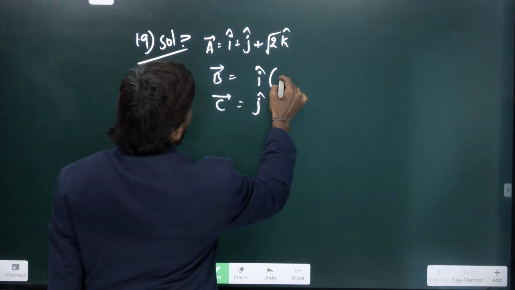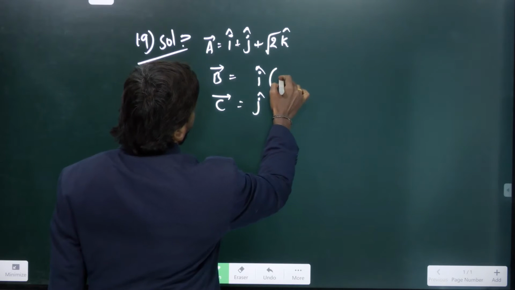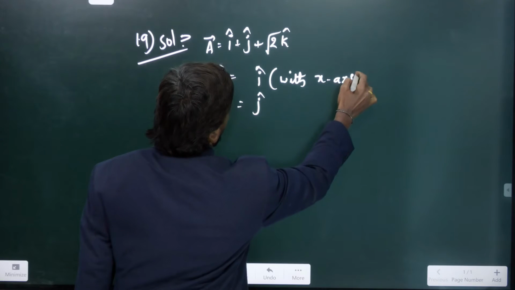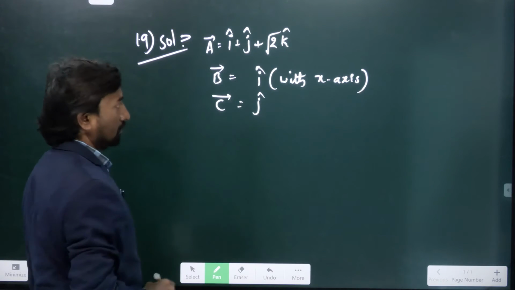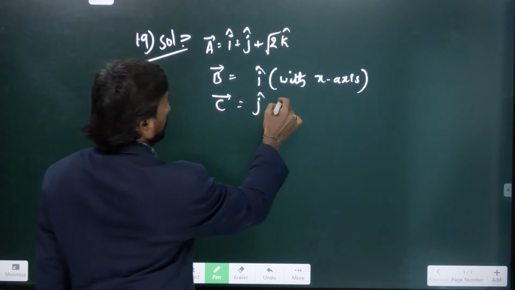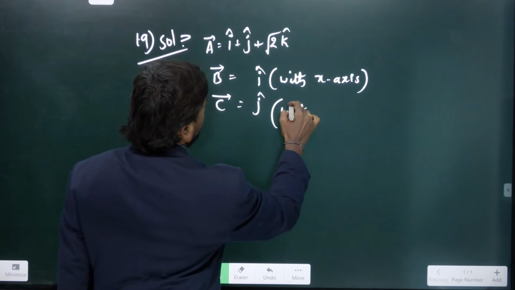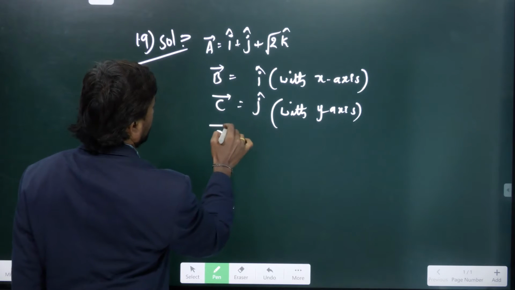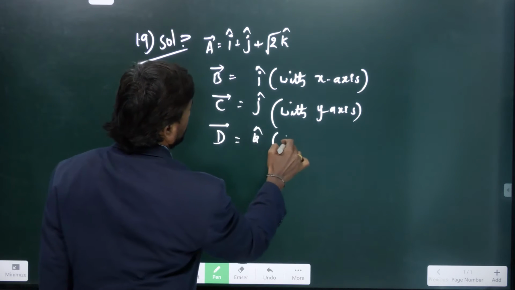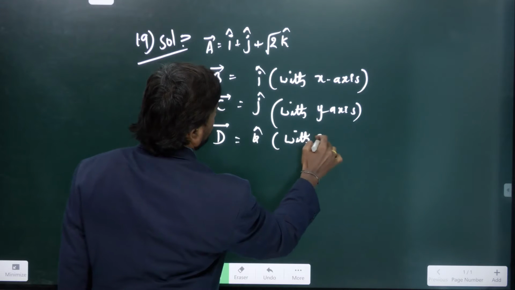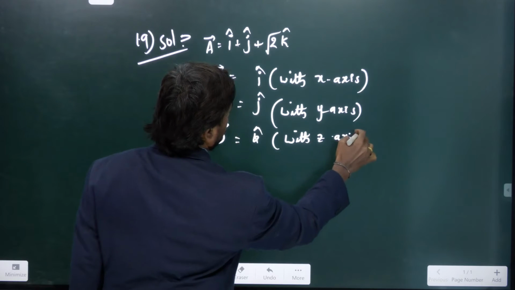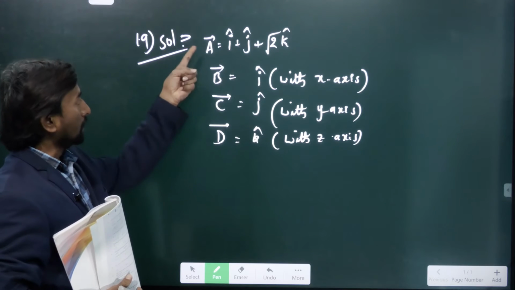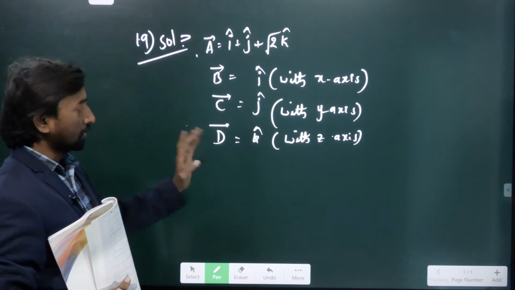So this vector is making a certain angle with the x axis, and similarly with the y axis, and d bar we consider is equal to k cap, which is along the z axis. Now we should find the angle between a bar and b bar, a bar and c bar, and a bar and d bar.